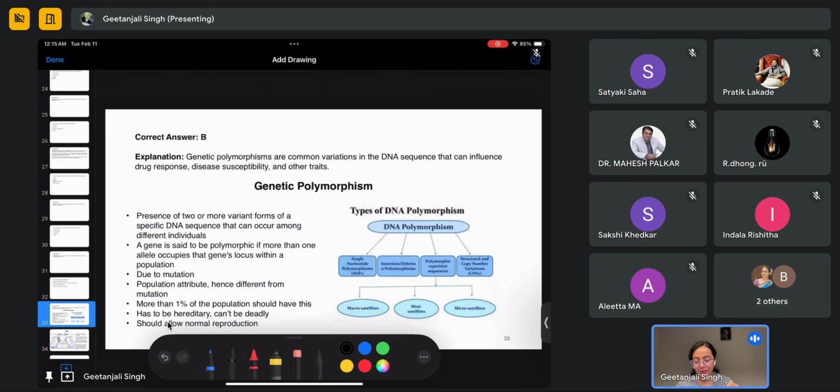A gene is said to be polymorphic if more than one allele occupies the gene locus within a population. Again, that's true, and it happens due to mutation. This is a population attribute, please remember that, and it has to be more than 1% in a population to be called polymorphism. It should be hereditary, and it should not in any way interfere with the reproduction capability of a population. That's how it travels from one generation to the next.